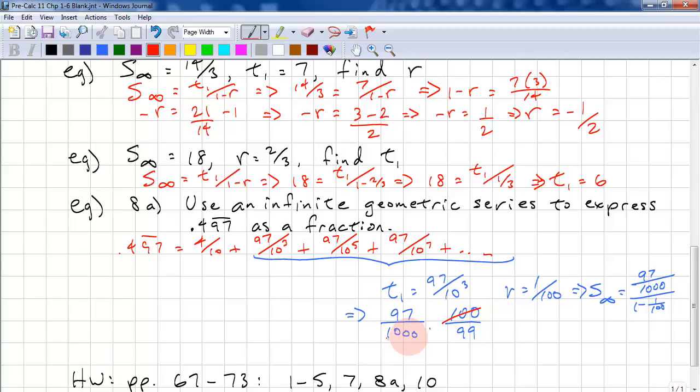We cancel 100 from here and here, so we're left with 10. And this gives us 97 over 990. So over here we have 4 over 10 plus 97 over 990. And we'd like to use a common denominator. That would be 990. That means we need to multiply this numerator and denominator by 99. And then we get 493 over 990. And that completes this lesson.